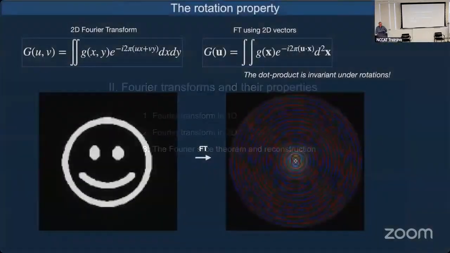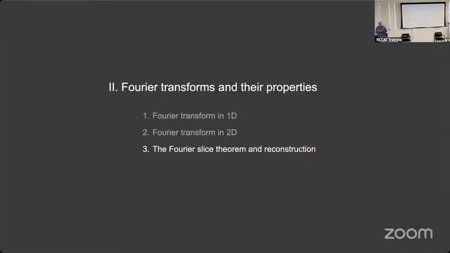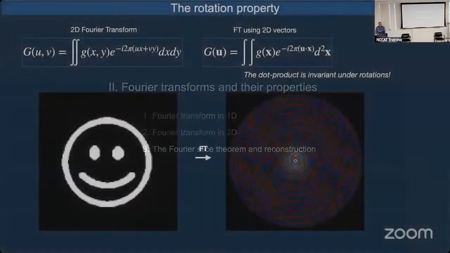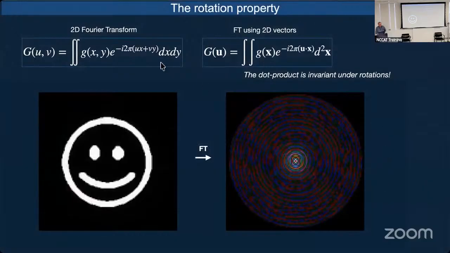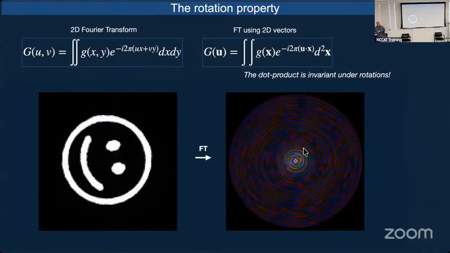Okay, so the next step I want to do is, let's see, where are we? Okay. I want to talk about two more nice properties of Fourier transforms. One is the rotation property, and one is the so-called Fourier slice theorem. So the rotation property: if you like this math, you can see that this integral is the same as this integral, but here I've represented u and x as vectors, and you can see that this complex exponential just contains a dot product of u and x. So that says that if I rotate this function, it will result in the rotation of that function.